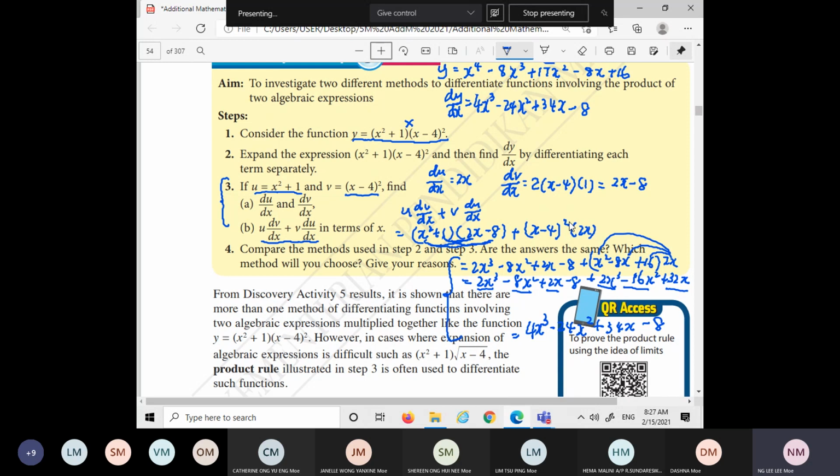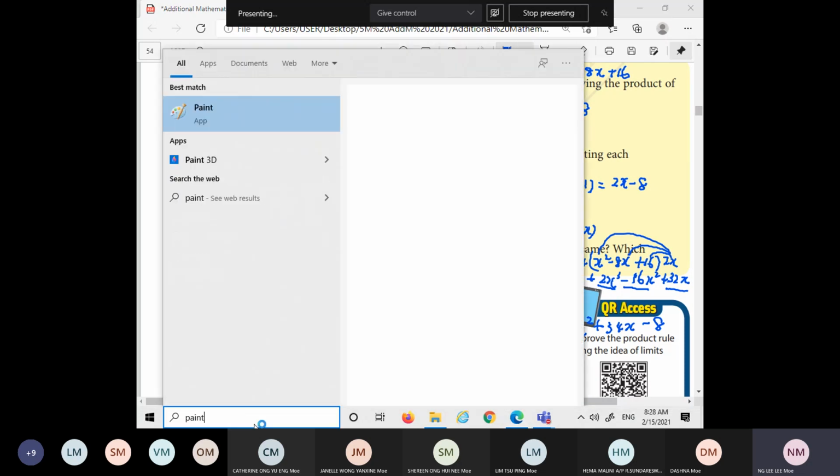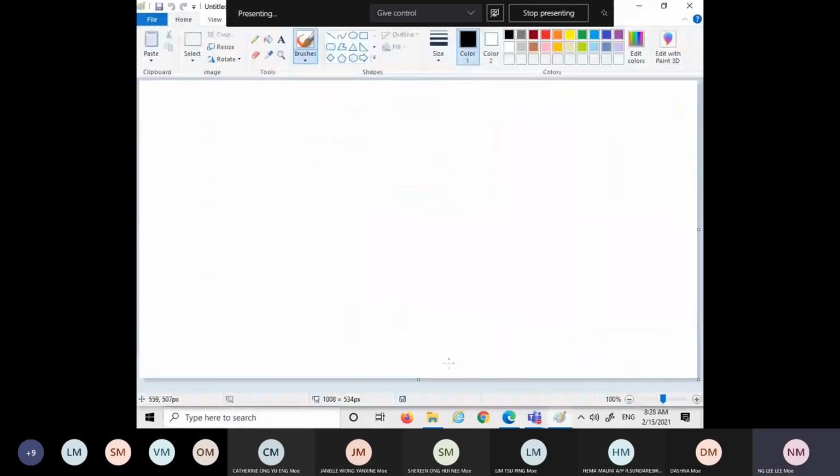Maybe I will do these questions again. I will open another window. I want to copy the question. Now, purely using our product rule, repeat just now the same question. So the question is y equals x squared plus 1, x minus 4, to the power 2.